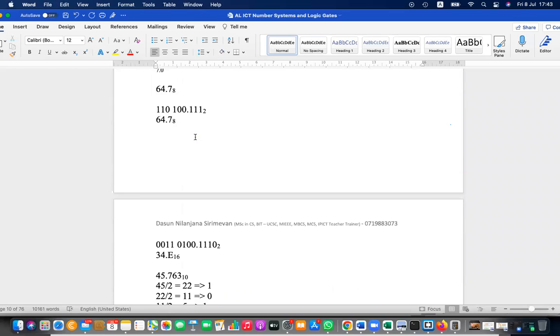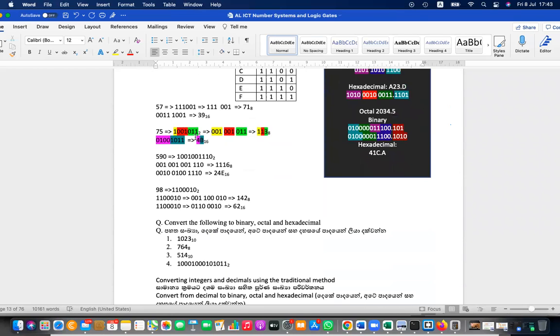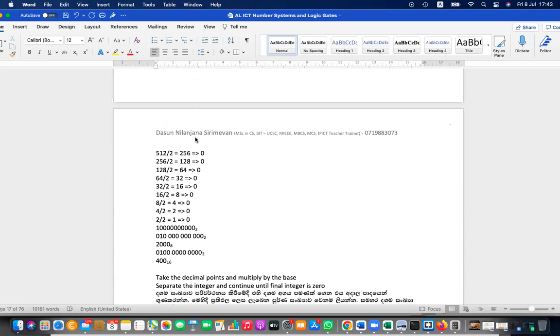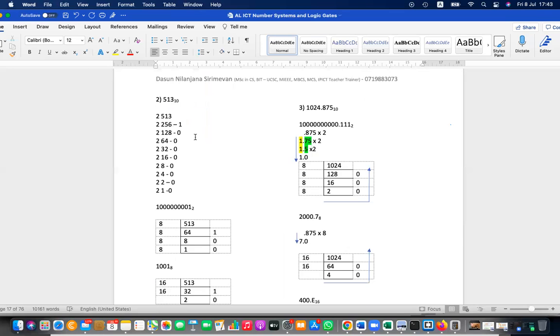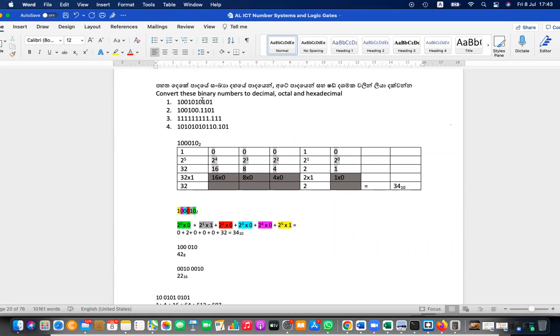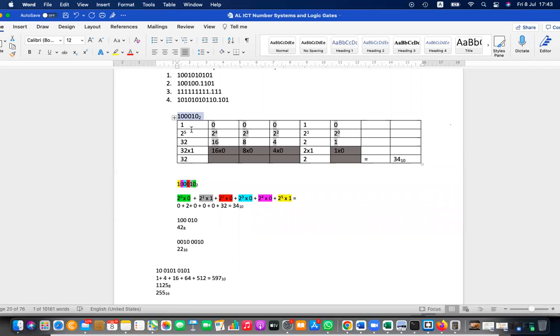And how can we convert the other way? To convert from a particular number system to decimal, we will consider the positional values. So please consider this. Here a binary is given. What you need to do is consider the positional values. Let's take this as an example: 1 0 0 0 1 0.